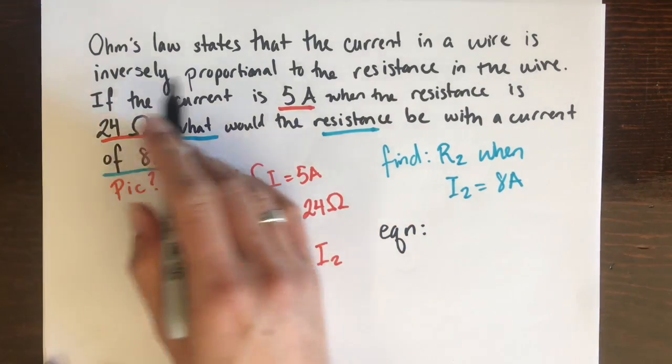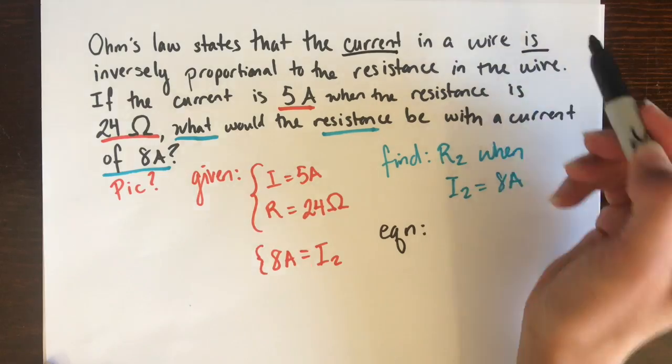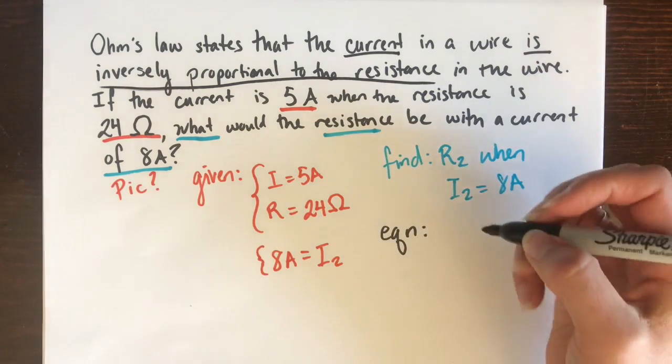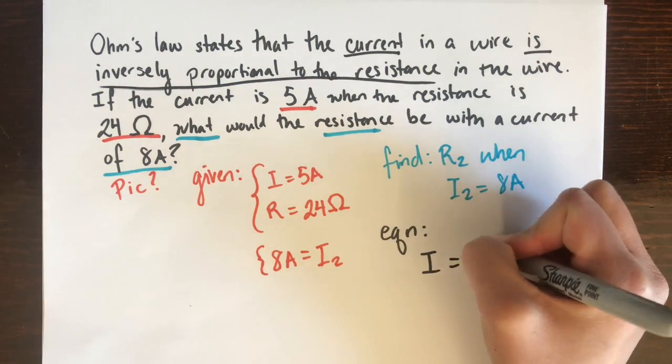Okay, now the third thing we're going to do is find an equation. Now I'm going to look at this sentence, and I see that the current in the wire is inversely proportional to resistance in the wire.